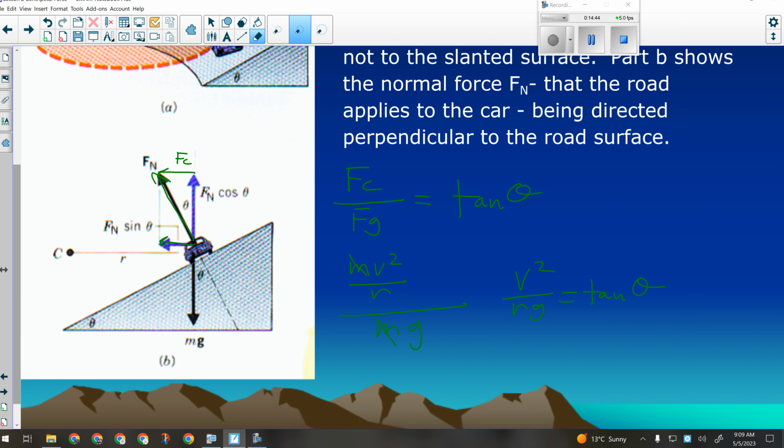All right, so that formula there, that's on your formula sheet. That is the banked curve formula. We would use it to calculate either the speed at which a banked curve could be taken, the radius of the curve, or the angle at which the curve needs to be banked for a certain speed.